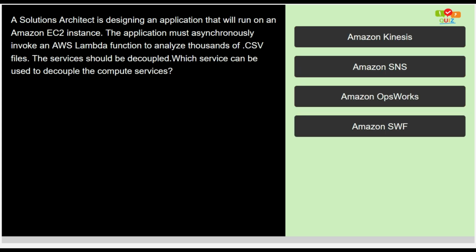A solutions architect is designing an application that will run on an Amazon EC2 instance. The application must asynchronously invoke an AWS Lambda function to analyze thousands of .csv files. The services should be decoupled. Which service can be used to decouple the compute services?